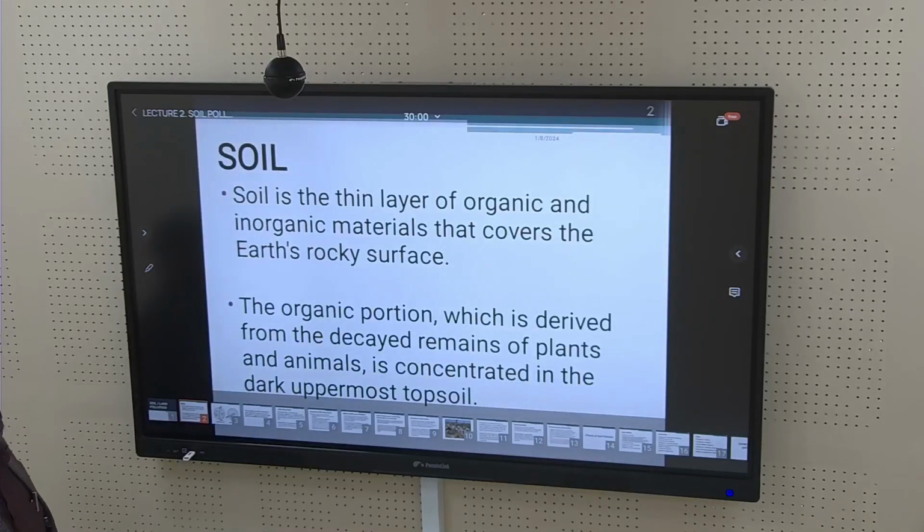First of all, we need to know what is soil. So soil is the thin layer of organic and inorganic materials that covers the Earth's rock surface. The organic portion, which is derived from the decayed remains of plants and animals, is concentrated in the dark uppermost topsoil. This soil is very fundamental for our growth of plants.